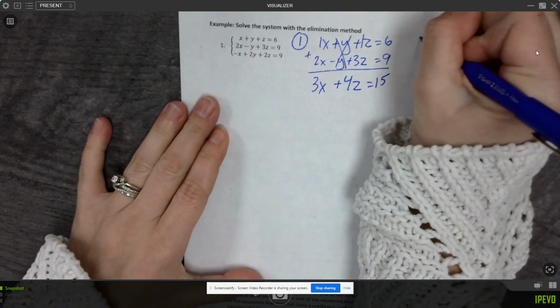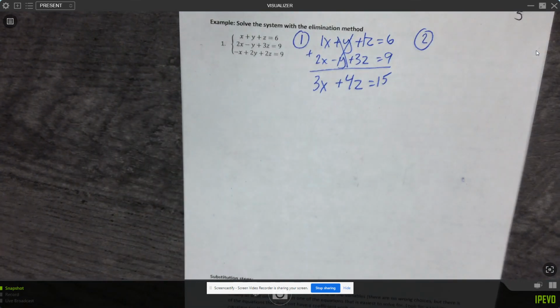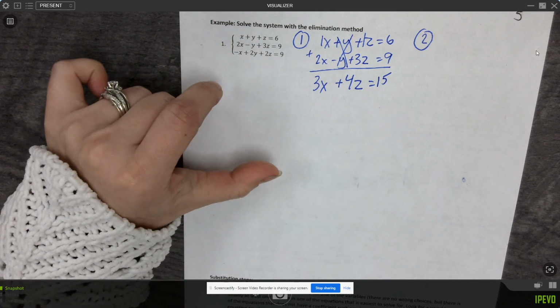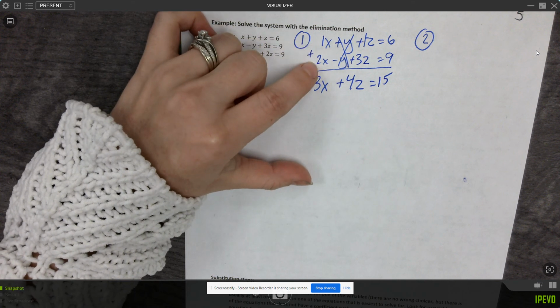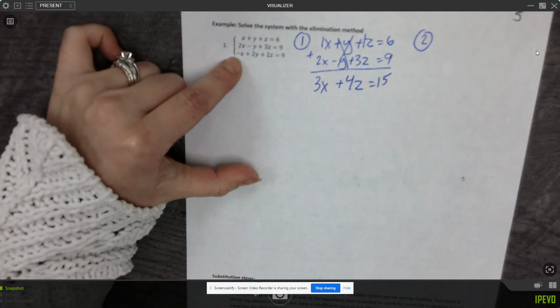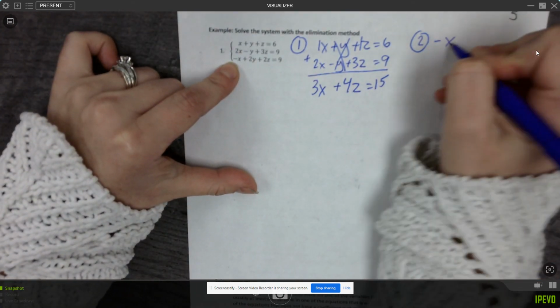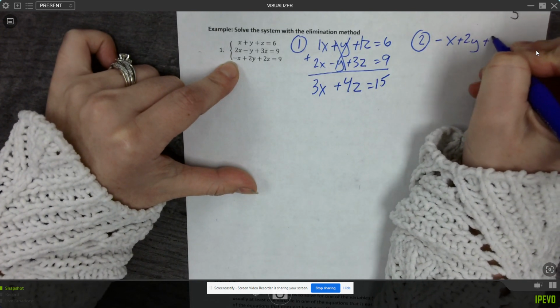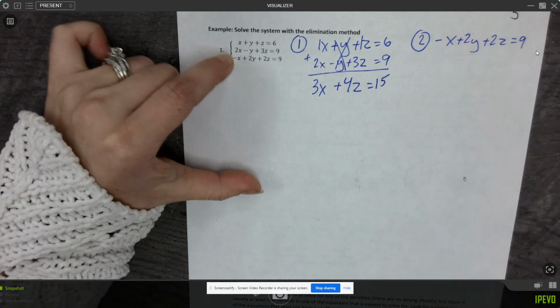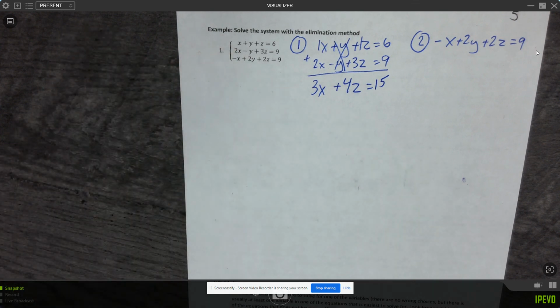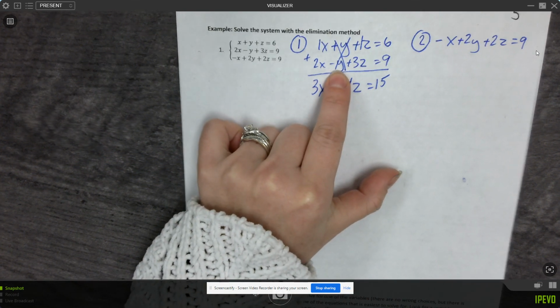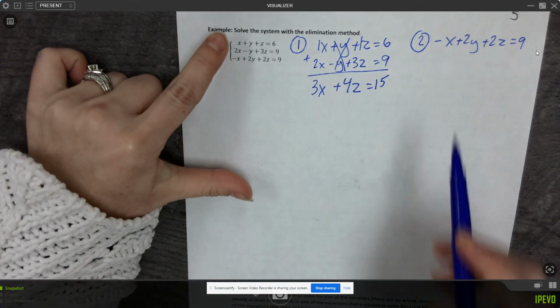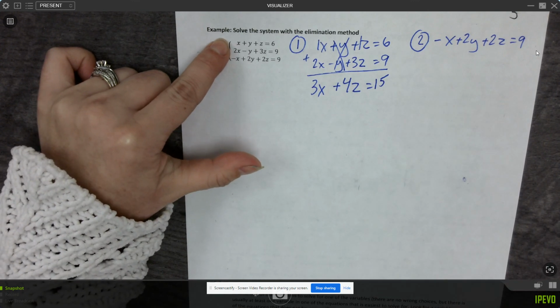Now, step 2. I need to go back to the original and pick one of these I've already used and the one I haven't used. So I know I have to use this bottom equation, negative x plus 2y plus 2z equals 9. And then either of the top two, does not matter. But I have to eliminate the y's because I already eliminated the y's. So you might look at this and say, oh, well, x and negative x, let's use the top one.